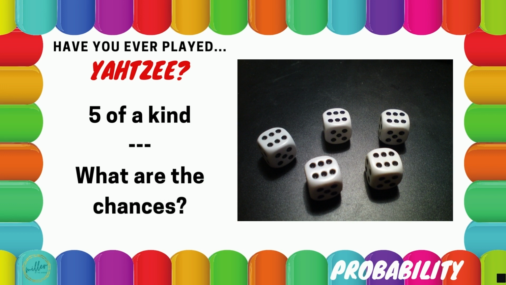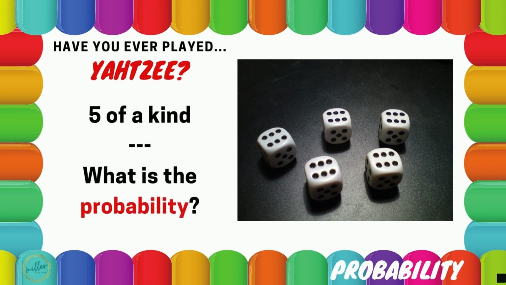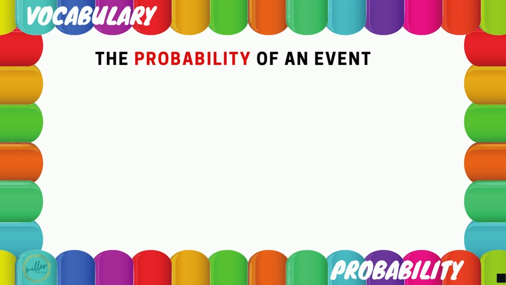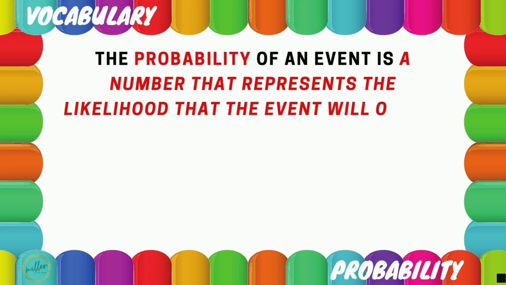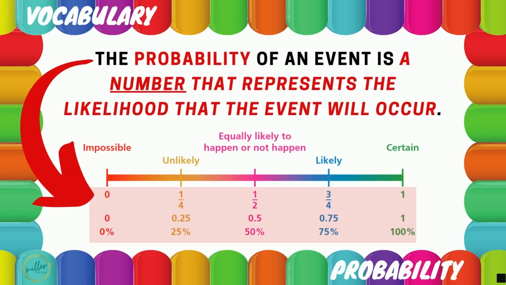That's another way to say, what are the chances? And another way to ask that is, what is the probability? The probability of an event is a number that represents the likelihood that the event will occur. Those numbers can go from 0 up to 1. Here you can see it on a scale. So the lower the number, the closer it is to 0, the least likely it is. But the higher it is, the closer to 1, or 100%, the more likely it is.